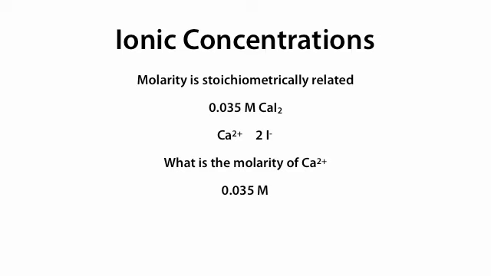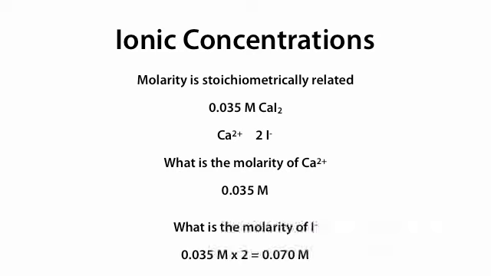0.035 molar. However, if we were asked, what is the molarity of I-? Since there are 2 moles of iodide ions per mole of CaI2, the molarity of I- is double the molarity of 0.035 molar, or 0.035 molar times 2, or 0.070 molar. So the molarity of iodide ions is doubled because there are 2 moles of iodide ions per mole of CaI2.